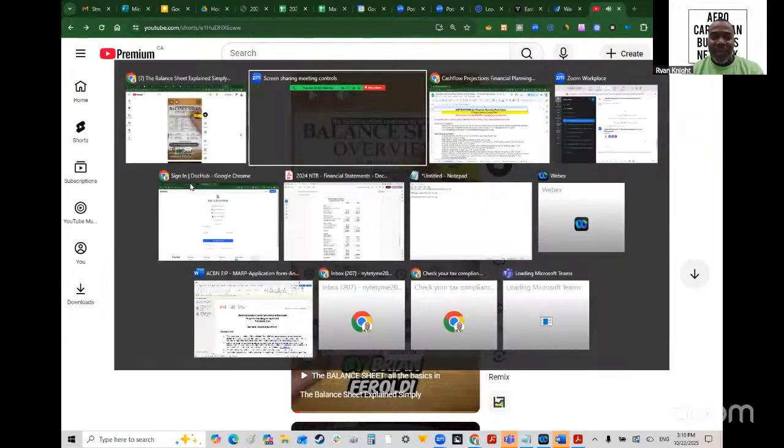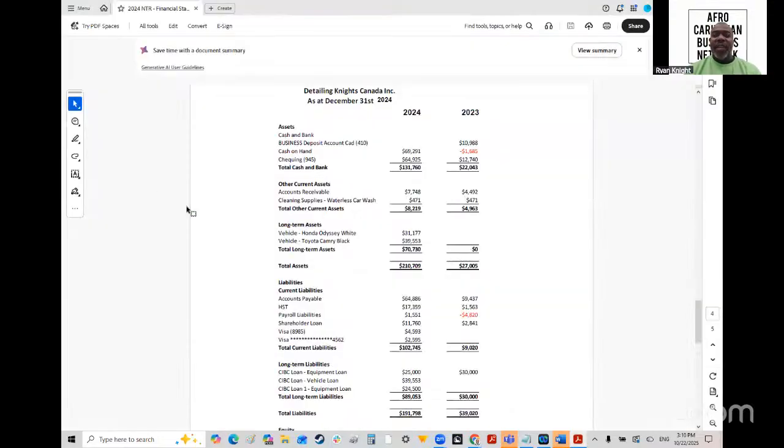Excellent. So let me pull up an actual balance sheet here, to give you an idea of what you should be tracking with your balance sheet. And again, your accountant is typically best to support you with this because they would be doing your year-end statements, so your income statement and your balance sheet.